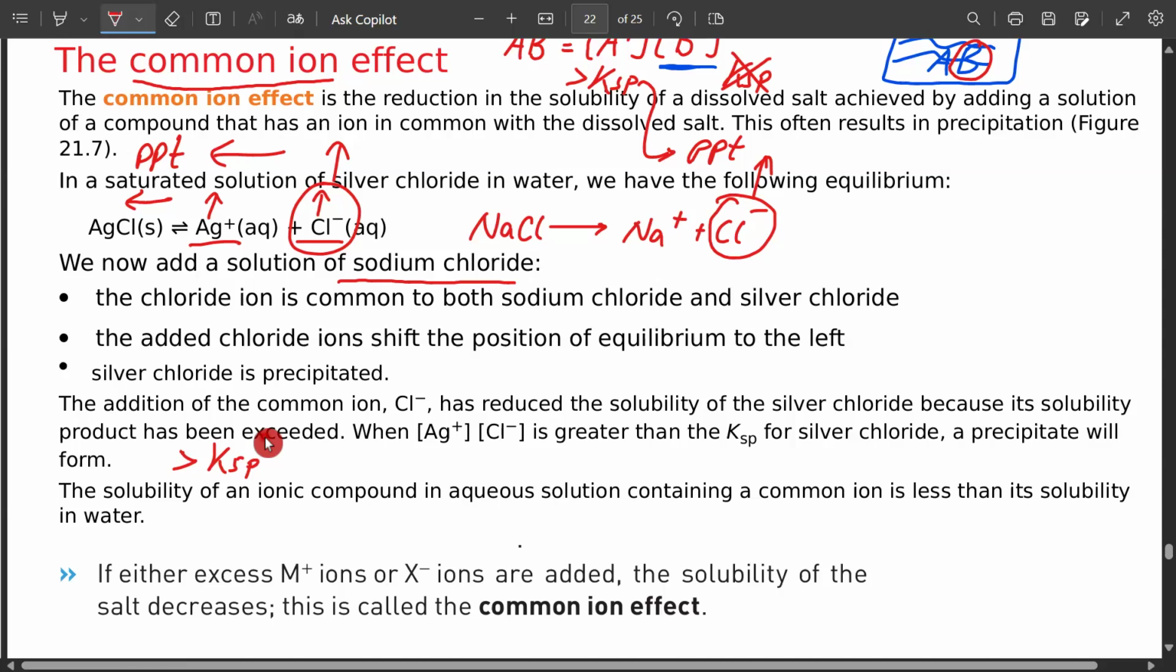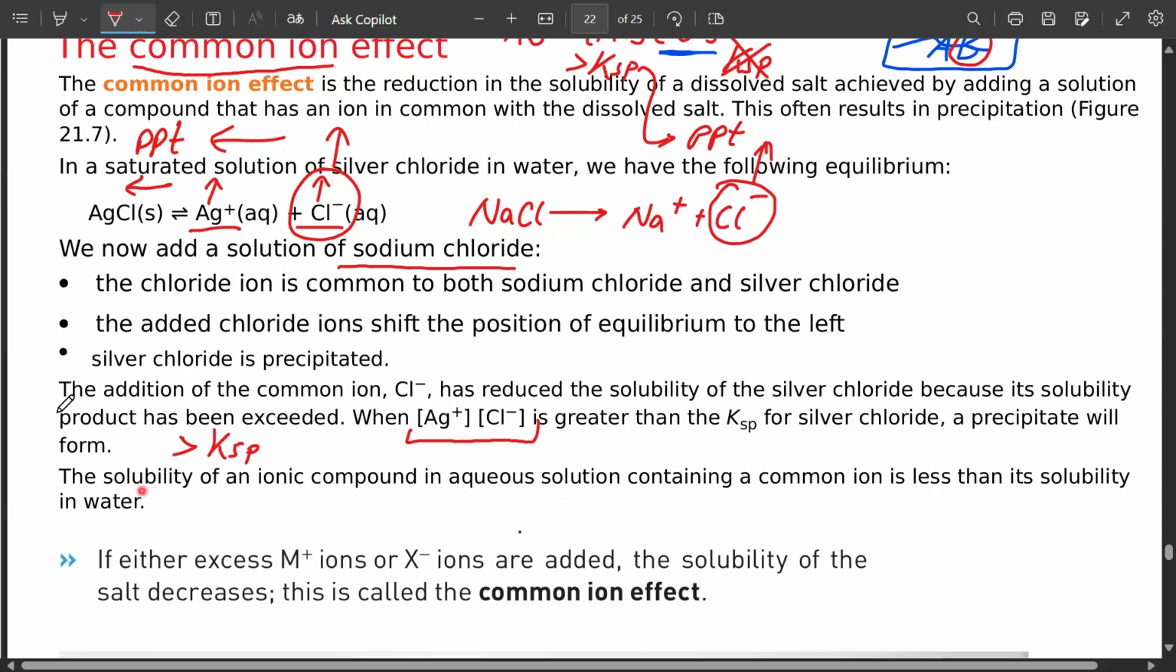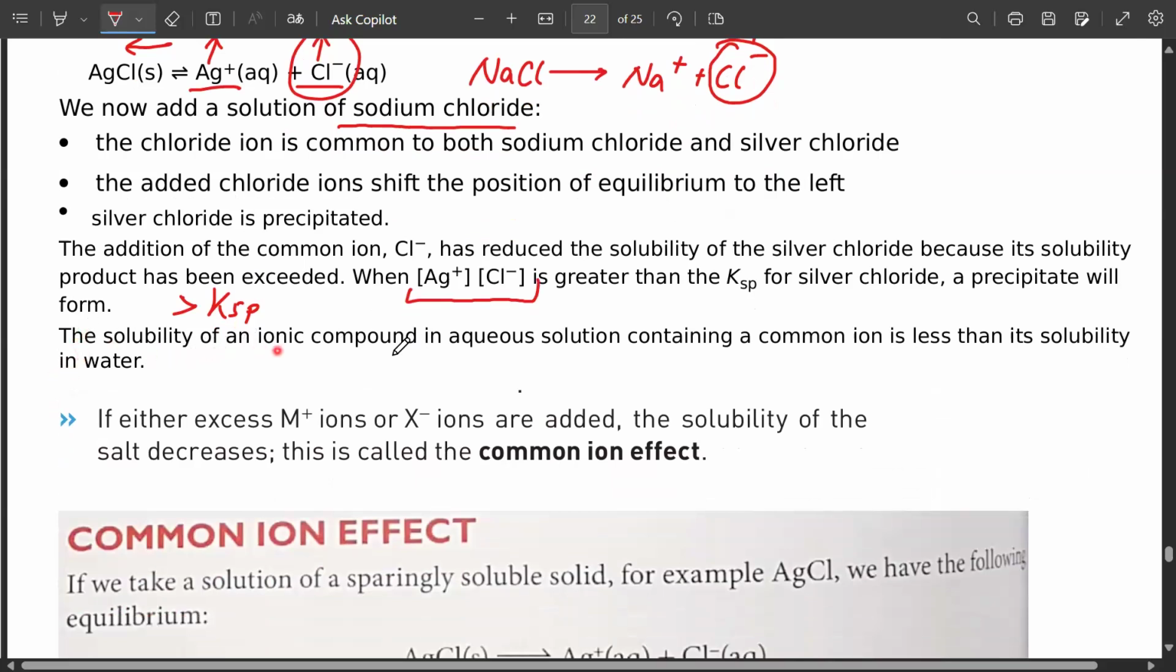When the product of the concentration of the Ag ion and chloride ion is greater than the KSP value for silver chloride, a precipitate will form. This is what we learned in the previous topic. The solubility of an ionic compound in an aqueous solution containing a common ion is less than its solubility in water.